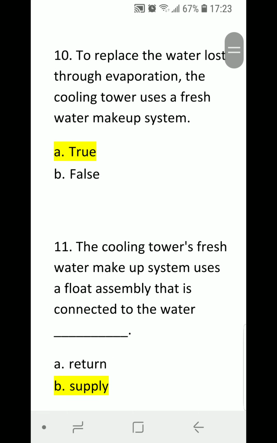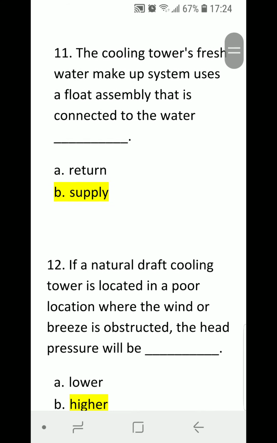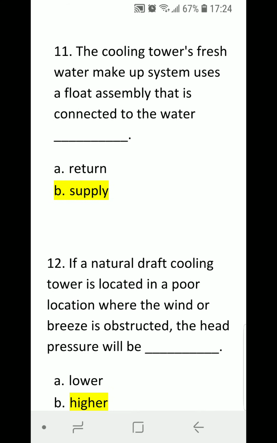Number 10. To replace the water lost through evaporation, the cooling tower uses a fresh water makeup system. A. True. B. False. Correct answer is A, true. Number 11. The cooling tower's freshwater makeup system uses a float assembly that is connected to the water blank. A. Return. B. Supply. Correct answer is B, supply.